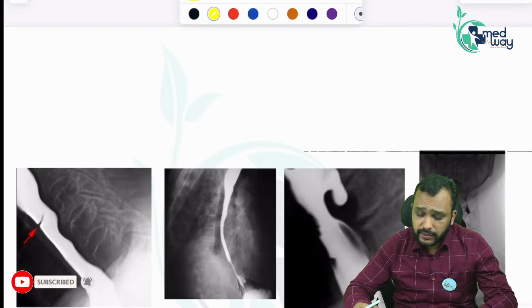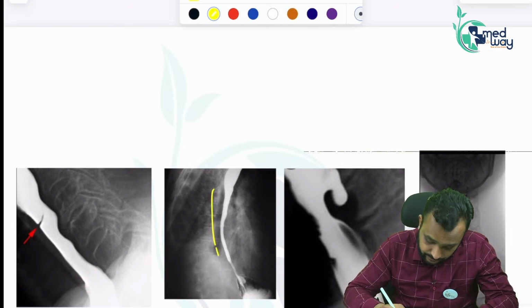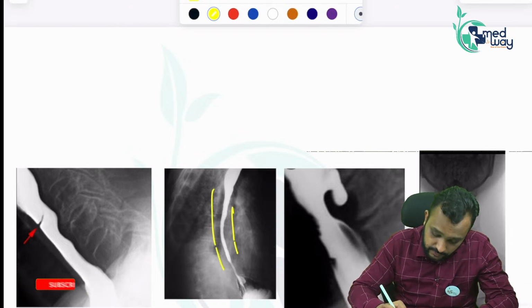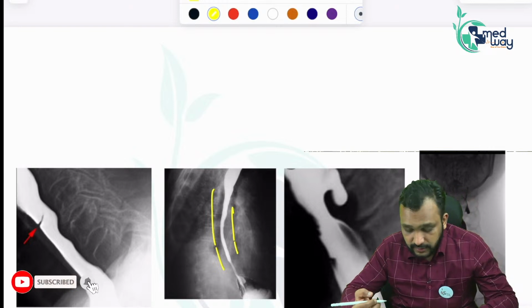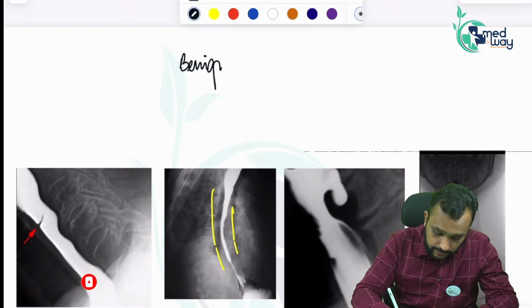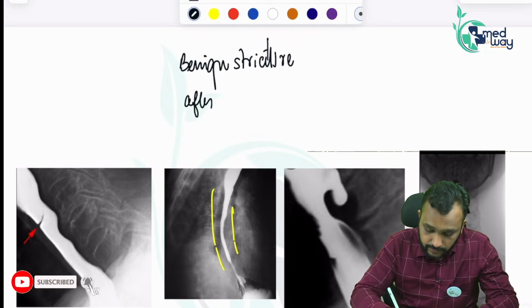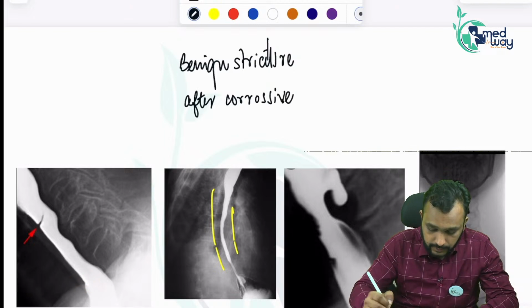Now let us have a look at various other appearances also. This smooth narrowing of the distal esophagus is seen in patients with benign stricture of the esophagus after corrosive ingestion.